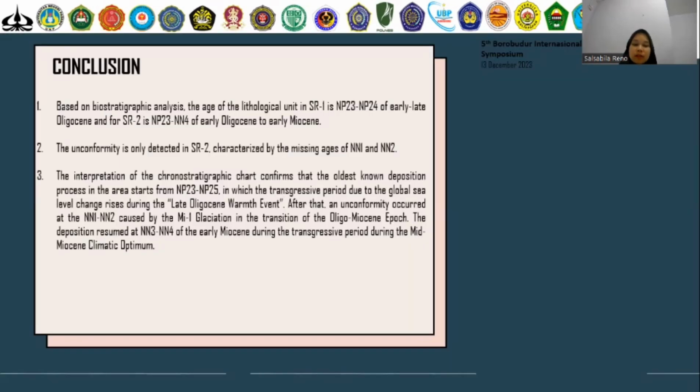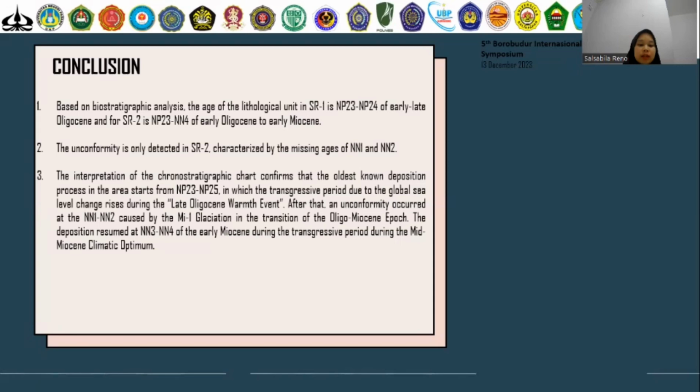And finally, we have come to the conclusion. There are 3 points. The first one is based on biostratigraphic analysis, the age of the lithological unit in SR1 is NP23 to NP24, which is early to late Oligocene. And for SR2 it is NP23 to NN4, which is early Oligocene to early Miocene. Number two, the unconformity is only detected in the SR2 well, which is characterized by the missing ages of NN1 and NN2.